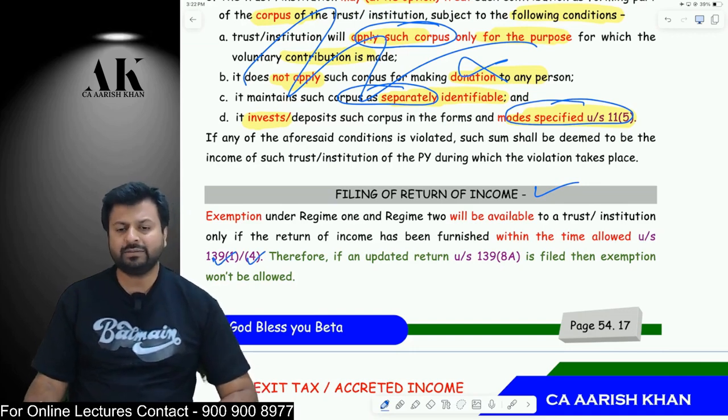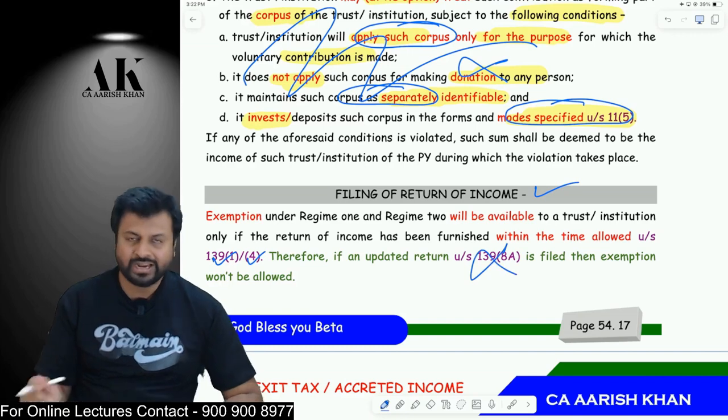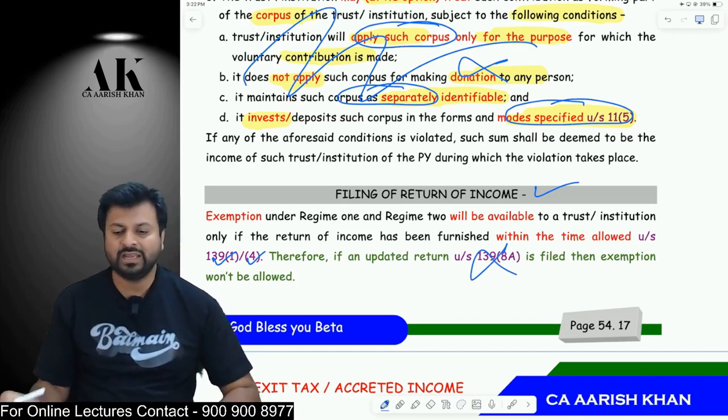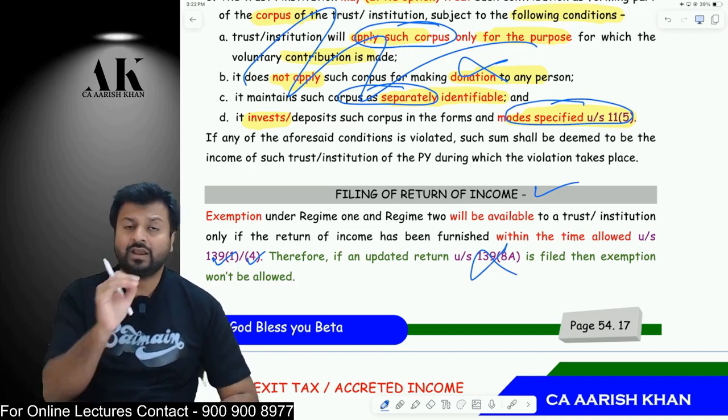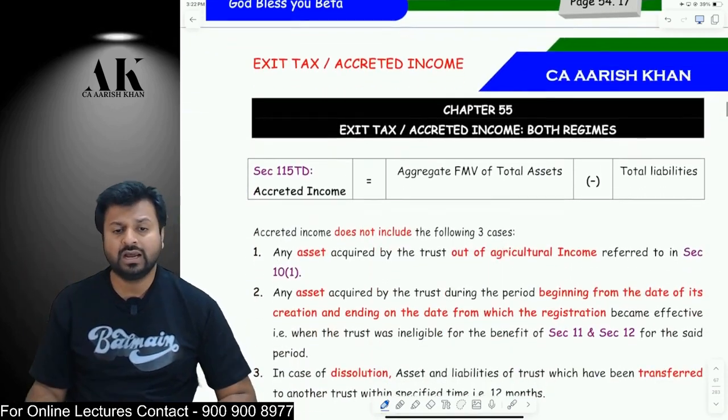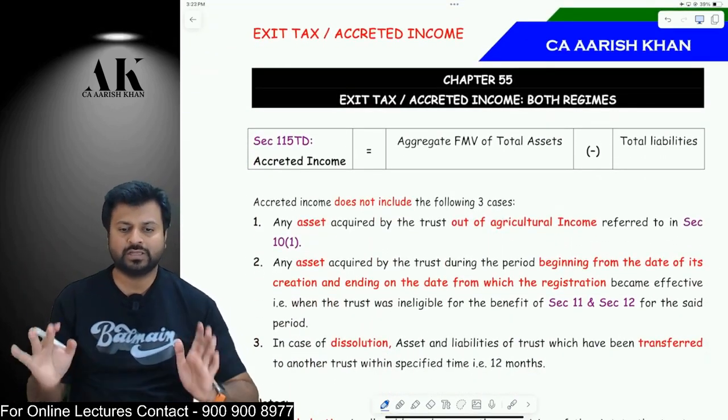Whether an updated return can be filed to claim exemption? No. An updated return cannot be filed to claim an exemption. If they want to claim an exemption, they should file a normal return or a belated return. They cannot file an updated return to claim an exemption under the income tax law for the purpose of trust. I hope it is clear to all of you.